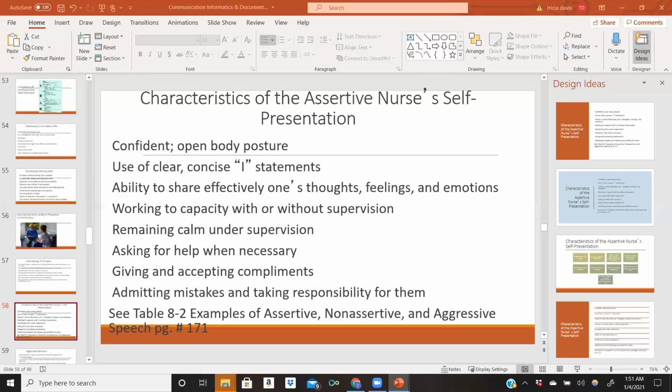And they have honesty in admitting mistakes and taking responsibility for them. So the example that I gave you, when I forgot to give my patient his water, I told him quite honestly, very frankly, I am so sorry. I completely forgot to come back to your room. I went into another patient's room and this is what happened. And I'm really sorry, I forgot to give it. So that is a good quality for an assertive nurse.